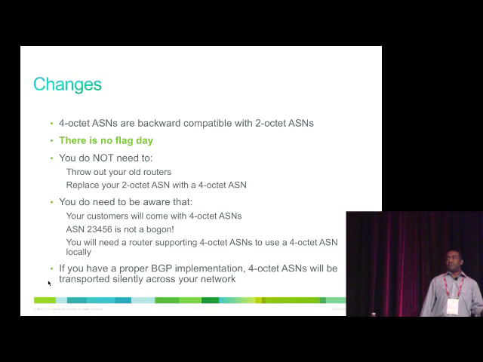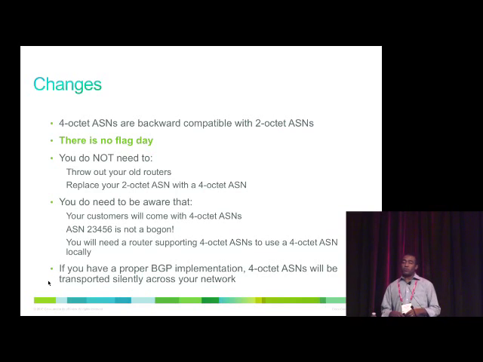So how do you go from a 2-octet to a 4-octet? The key is there is no flag day, so you can incrementally go from a 2-octet to a 4-octet. The first thing you can do is just start upgrading your routers to a version that supports 4-octet ASN, and most do, as you will see later on. Once you have that, you can start supporting a 4-octet ASN and it will work fine. If you have a 2-octet ASN, you'll continue using your 2-octet ASN, but you will still be able to accept and see 4-octet ASN paths.